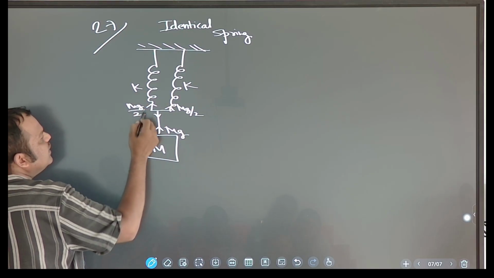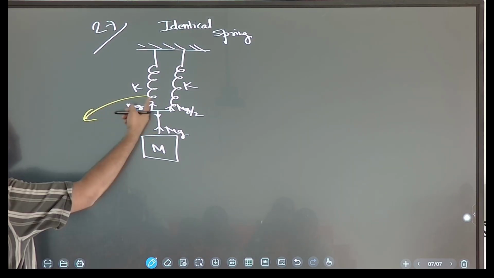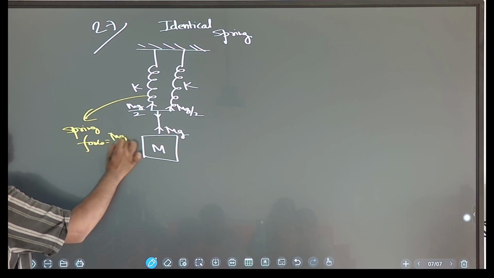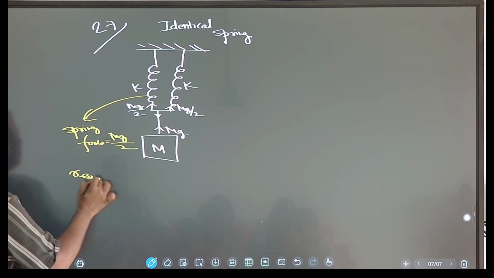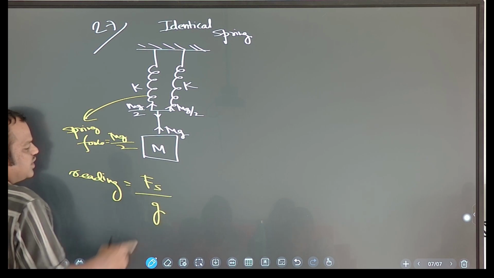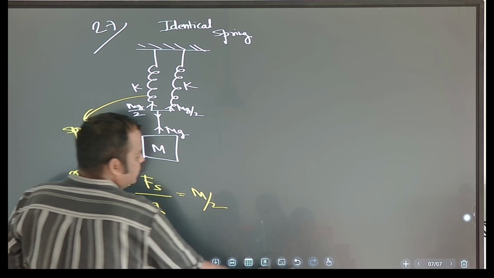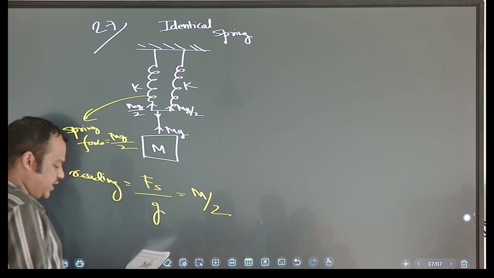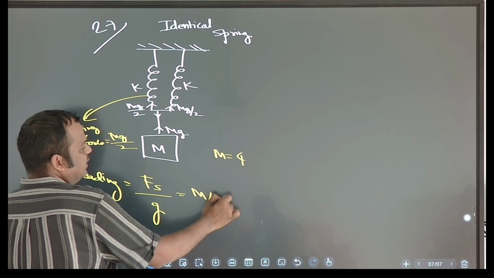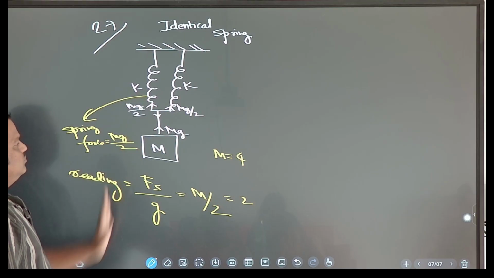So what is the reading here? What is the spring force in this spring? Spring force is equal to Mg by 2. So what is the reading? What is the formula for reading? Spring force divided by g. So how much is the reading? M by 2. Reading is M by 2. So what is M? M is 4. So what is the reading? 2. So both will read 2.